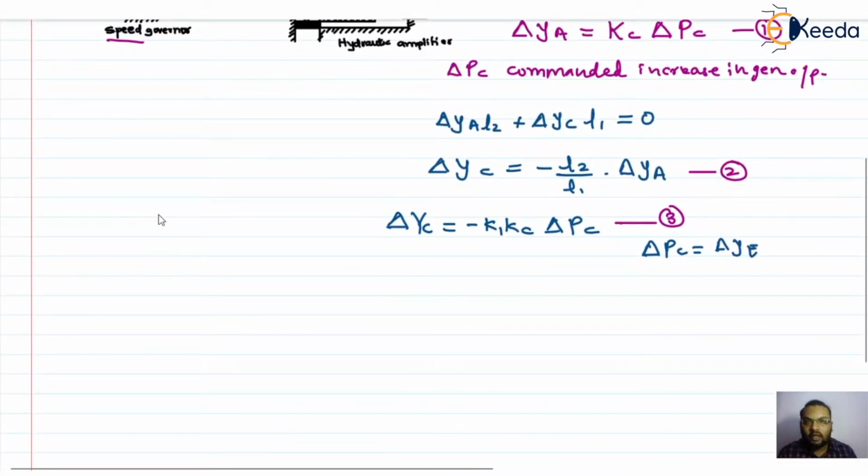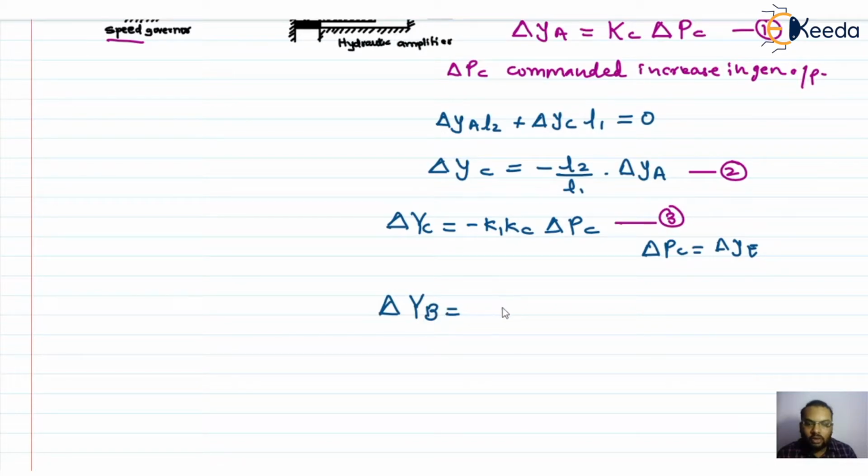So I can write over here the motion of YB is because of proportional change in frequency. And we have to give some proportionality constant. Let us give it as k2 dash. So let us call it equation number 4.